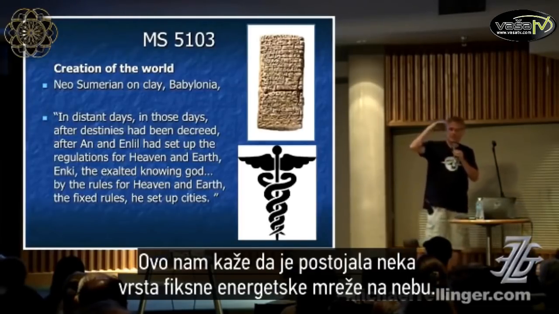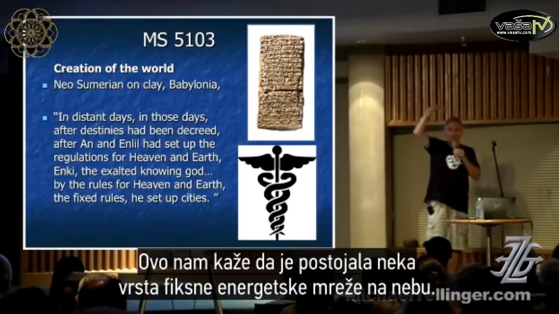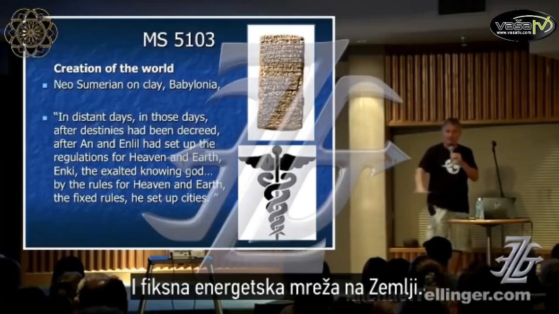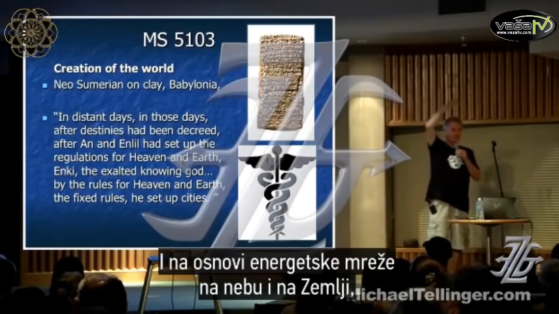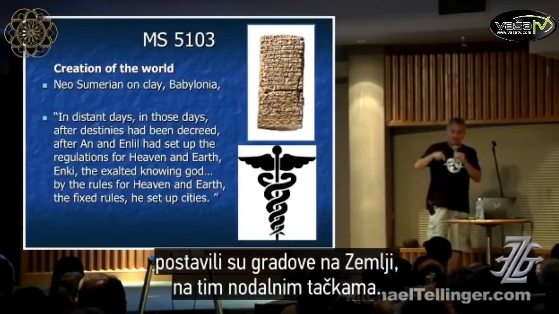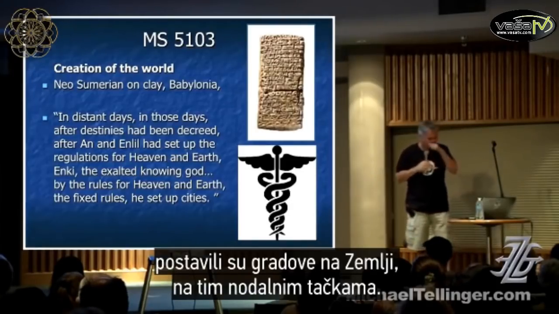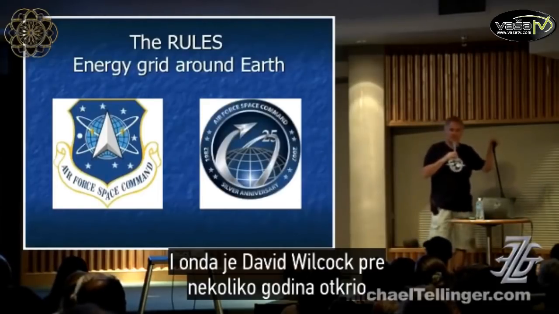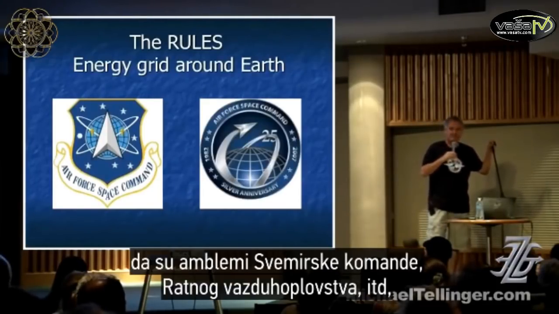It seems to tell us that there was some sort of a fixed energy grid in the sky, heaven, and a fixed energy grid on the earth. And based on the energy field in the sky and the earth, they set up the cities on earth on these specific nodal points.